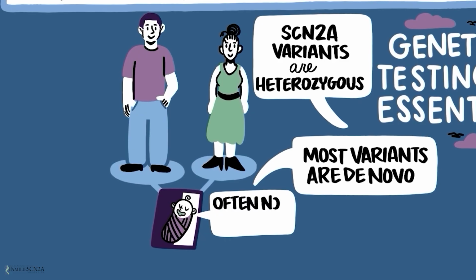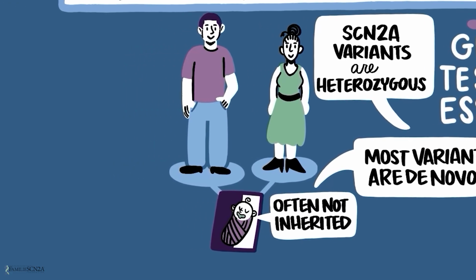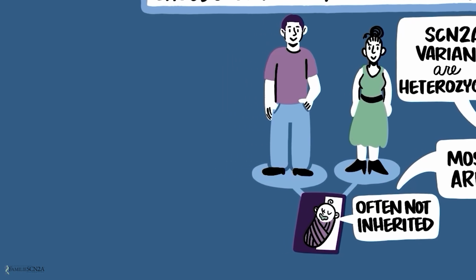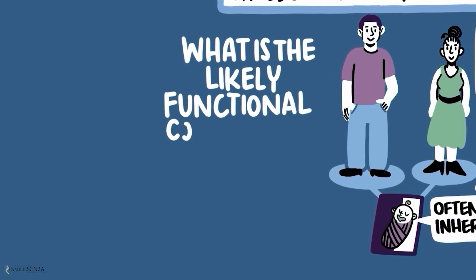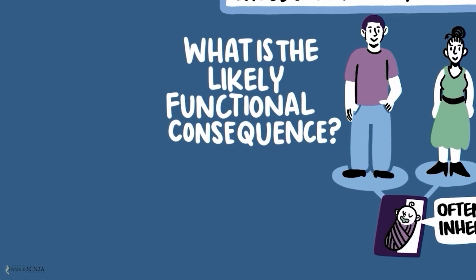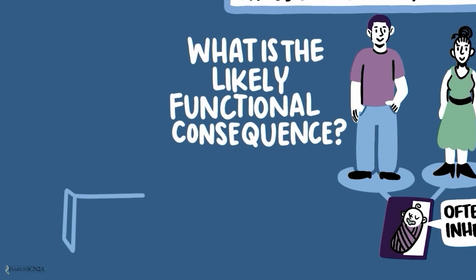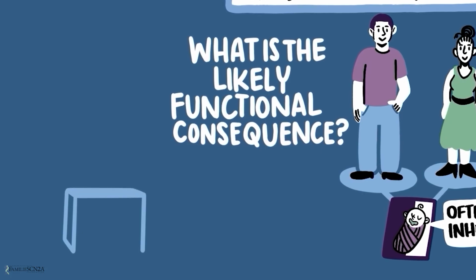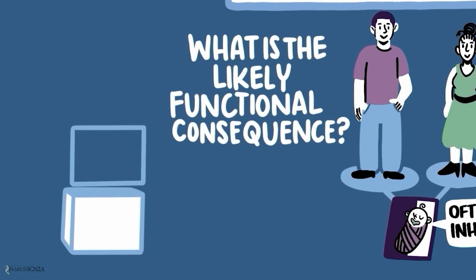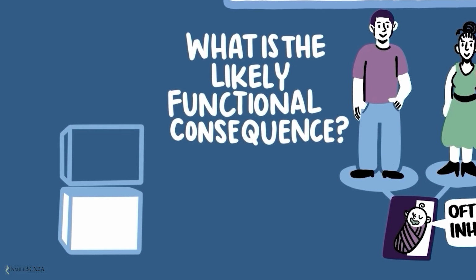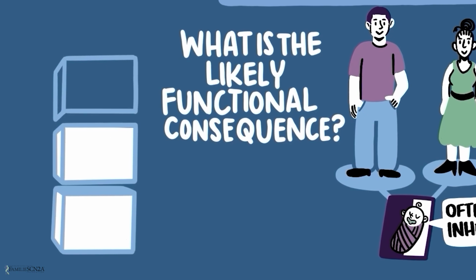Once a variant is identified, interpretation follows standard ACMG criteria but benefits from SCN2A-specific nuance. The clinician should ask, what is the likely functional consequence? Are there published functional data, case series, or at least strong computational predictions that can inform whether the effect is likely gain or loss of function? It's also important to note that not all variants identified in SCN2A are pathogenic, as many are benign with no discernible effect on protein function.